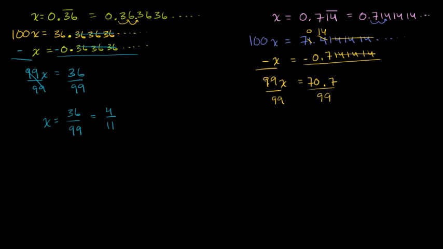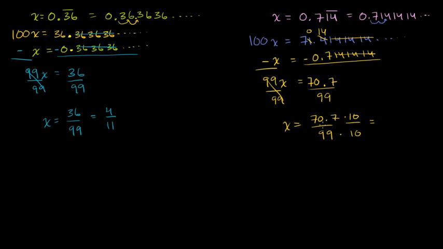Let's divide both sides by 99. You get x is equal to 70.7 over 99. Now, obviously, we haven't converted this into a pure fraction yet. We still have a decimal in the numerator, but that's pretty easy to fix. You just have to multiply the numerator and the denominator by 10 to get rid of this decimal. So let's multiply the numerator by 10 and the denominator by 10.